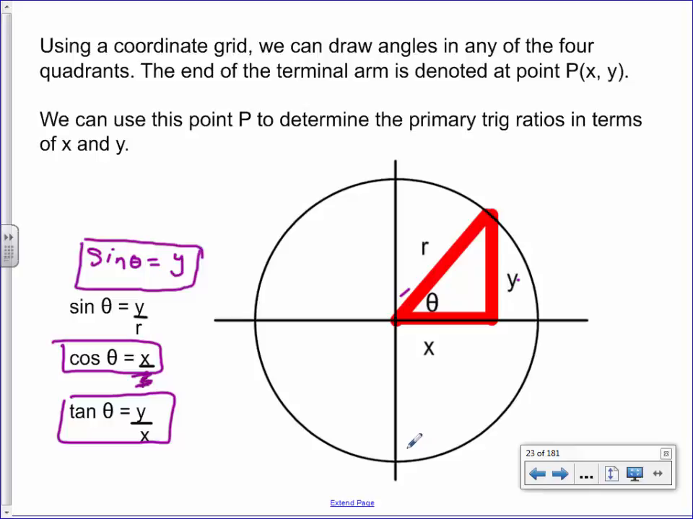Now I should add this though. If it is a unit circle, the radius is 1. We don't always have to use a unit circle. It could be a radius of 5 or 7 or something like that too. So don't just assume that it's just y or x unless we know for sure that this radius is 1.